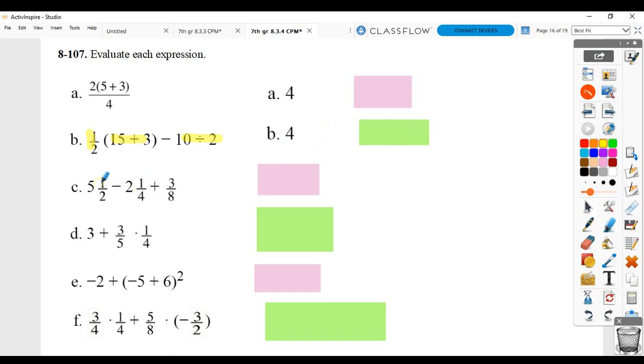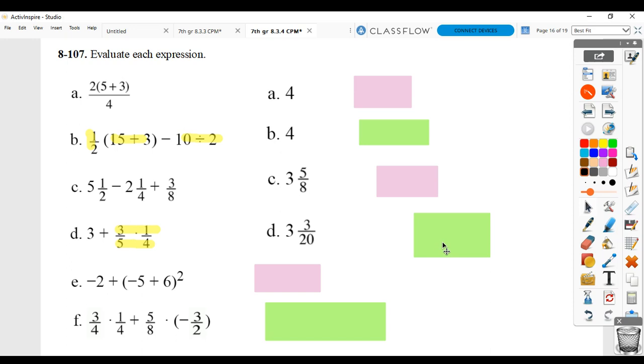For this one, I should see that you get common denominators of 8, and then do your addition and subtraction left to right, and you get a value of 3 5/8. For D, you would multiply these first and then add to the 3, and you get 3 3/20. Here you would add your negative 5 plus 6, then take it to the second power, and then lastly add your negative 2.